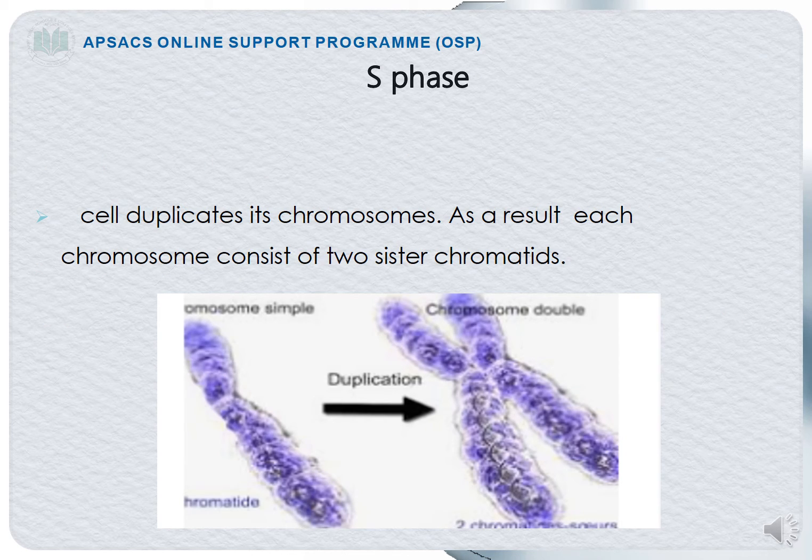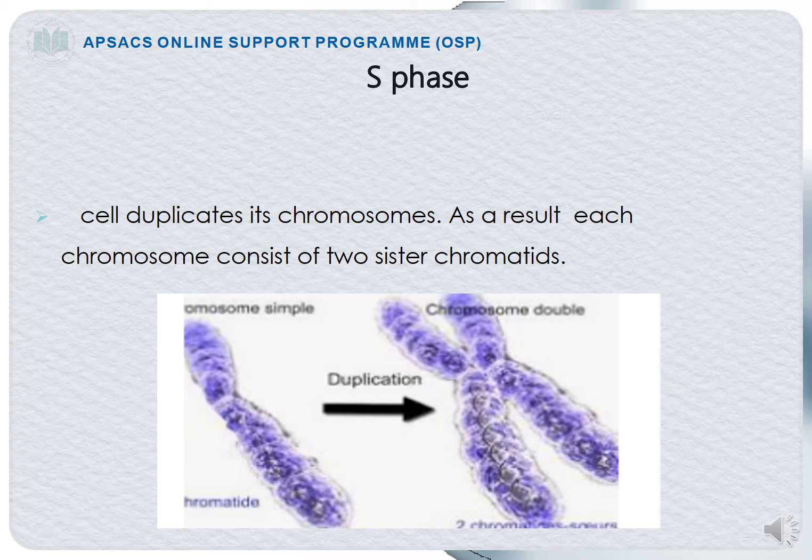Then S phase. What happens in the S phase? S phase is the second phase of the interphase. Here simply the cell will duplicate its chromosome. As you can see in the diagram, a single chromatid is present. But when this chromatid is duplicated, it will form a full chromosome. And a chromosome consists of two sister chromatids. And you all know the function of the chromosome, that it helps in the transfer of the genetic material.